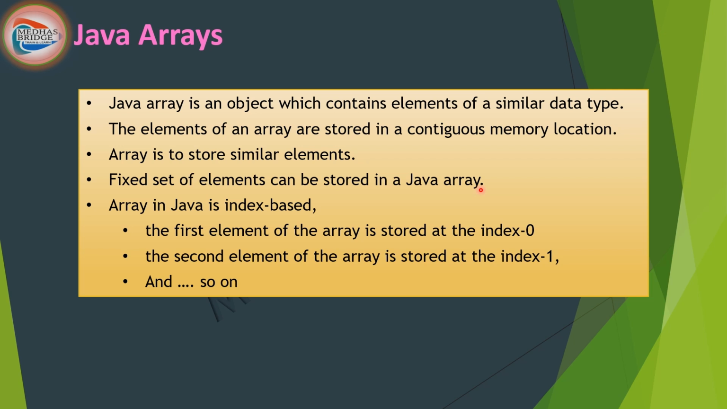We will see that. One more thing to reiterate here is that an array in Java is index based. When you create an array, all the elements are allocated in contiguous memory locations. The first element of the array is stored at index 0, the second element is stored at index 1, and so on. That is how array elements are indexed in Java.